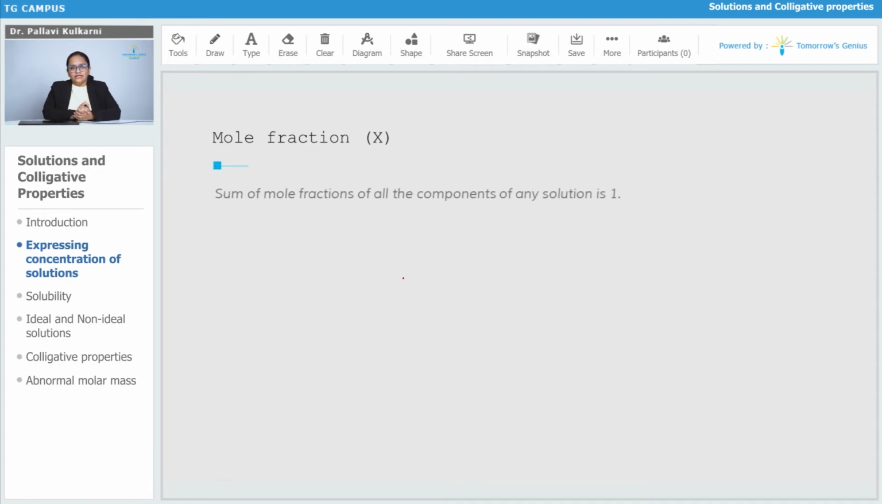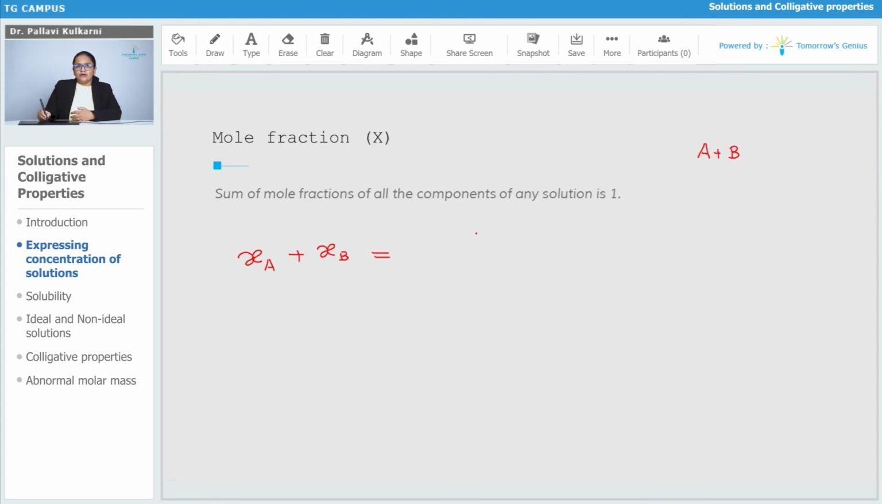Now, on the basis of this formula, there is one statement we can state, and we can also prove it on the basis of the formula. The sum of mole fractions of all components of any solution is always equal to 1. It is always equal to unity. Let us see why. I will take a solution containing A plus B as the components. So the sum of mole fractions of all components, that is XA plus XB, is always equal to 1. That we have to prove.